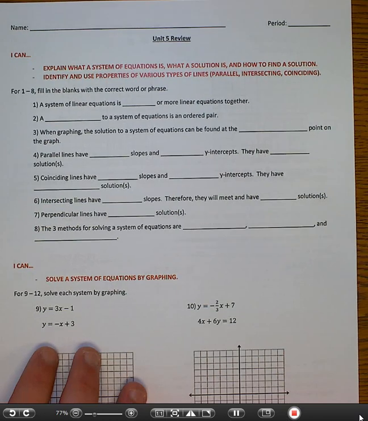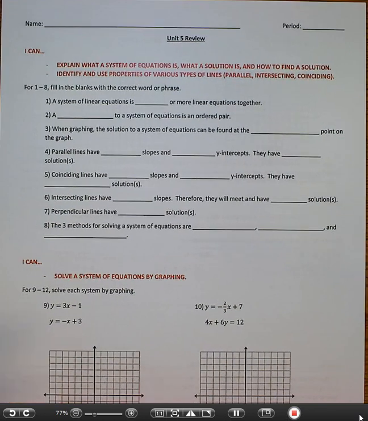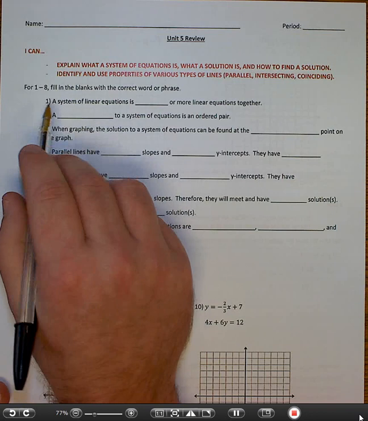Alright, so I'm going to go over this whole review with you in a series of 3 to maybe 4 videos, depending on how long it takes. So this first video, we're going to get through the first two big learning targets here, and then we'll stop after that. So, for 1 through 8, fill in the blanks with the correct word or phrase.